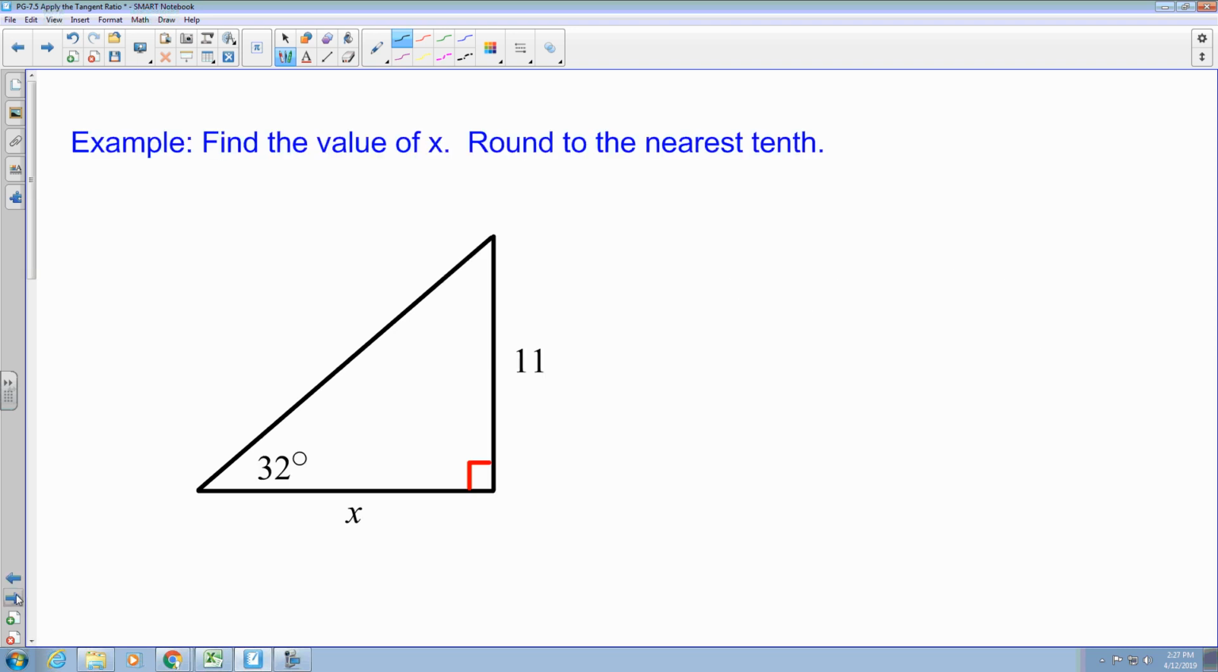All right, so that's how we have those set up. Now in this particular instance, they want us to find the value of x. They want us to round to the nearest tenth. Okay, so we have an angle other than 90 degrees, and we have one measurement of a side leg. So in this case, the tangent of 32 degrees is going to be equal to the opposite, which is 11, and then the adjacent, which is x.